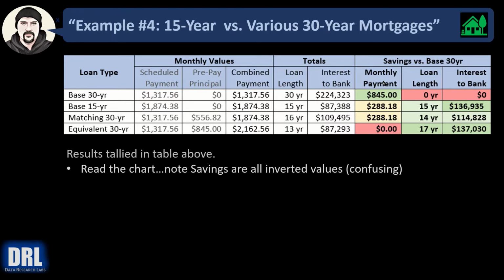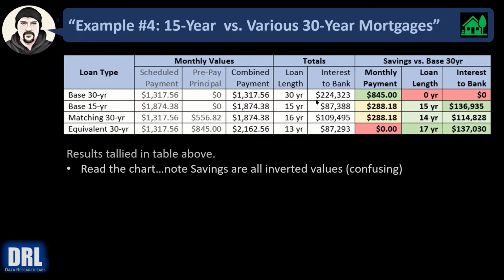It's taking the worst monthly payment, $2,100, and saying that these 2 are $288 better, and that one's $845 better. Here the loan length is saying the worst one, 30 years, this is 15 years better, this is 14 years better, and this one's 17 years better because you're paying it off in 13 years. And then the interest to the bank.